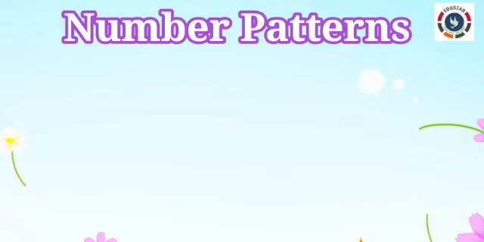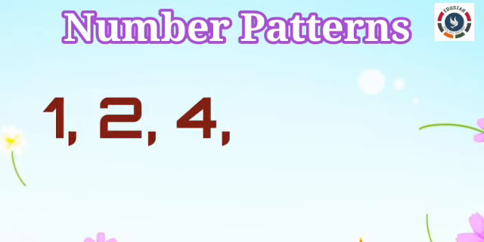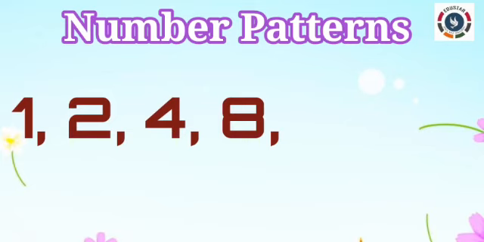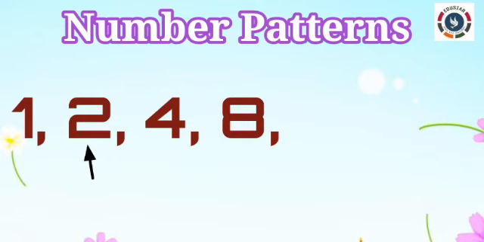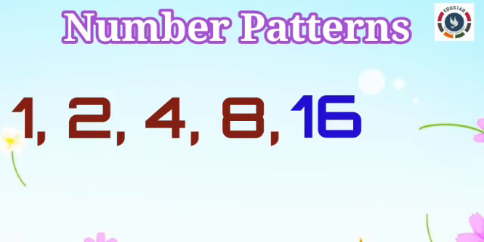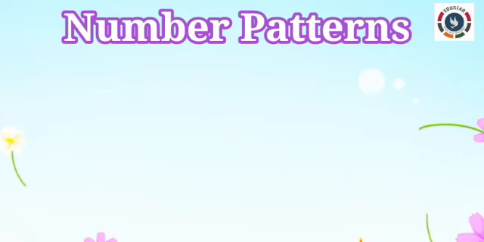Next, 1, 2, 4, 8 forms a number pattern. To get the next number, multiply by 2 because 1 twos are 2, 2 twos are 4, 4 twos are 8. To get the next number, multiply by 2. So, 8 twos are 16.